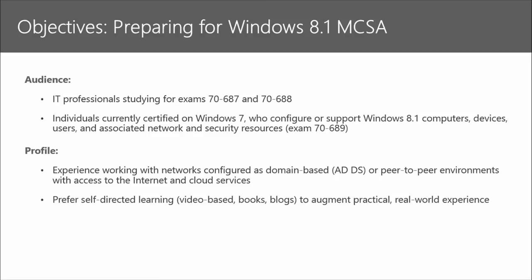Also, we're probably talking to a few individuals out there that already possess the MCSA for Windows 7. So if you have that MCSA and you want to upgrade your skills to Windows 8.1, then you would take exam 70-689, which is upgrading your skills to Windows 8.1. And that would be the best pathway for that. Profile. Okay, who are we talking to?